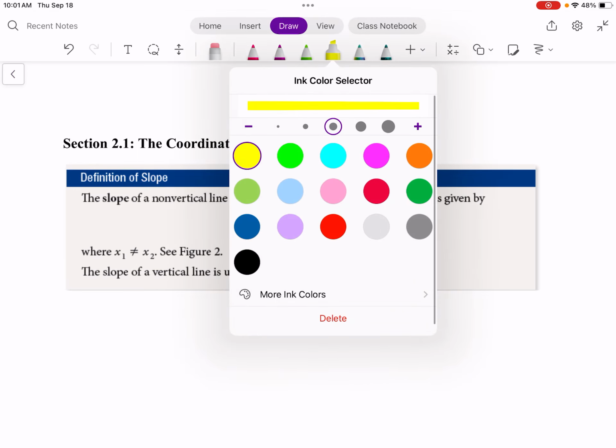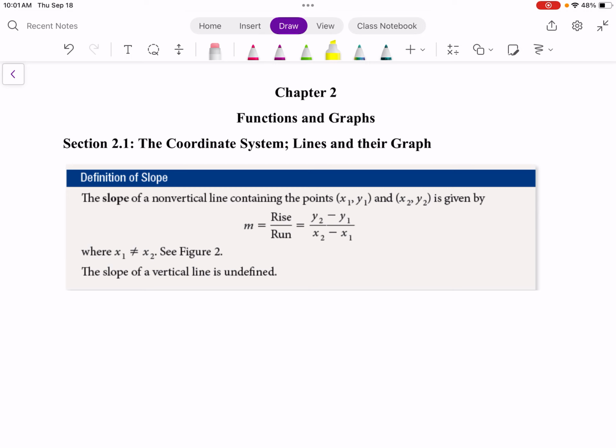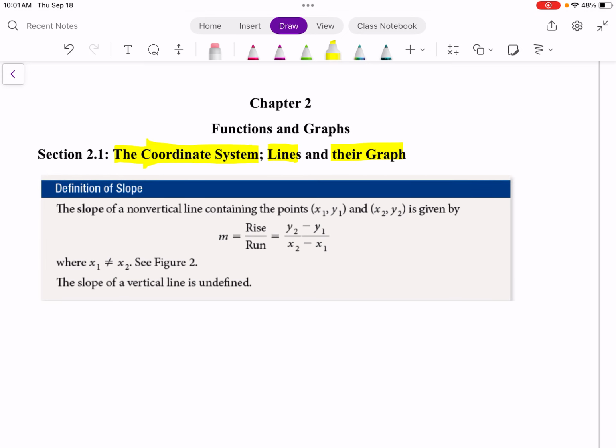In this section 2.1, we will talk about the coordinate system, and we will talk about lines and their graphs. Have you seen any coordinate system? What does it do? So we have the coordinate system, and this coordinate system uses numbers to locate the position, okay?